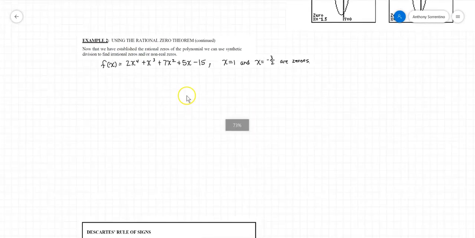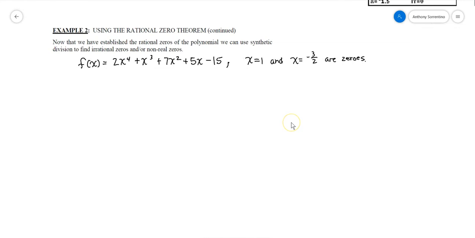So let's give myself a little bit more room, maybe zoom in a little bit. I want to break down that f of x further. So I'm going to use synthetic division to break it down because I now know that x minus 1 and x plus 3 halves are factors. And again, that comes from the factor theorem and just putting an x minus in front of these two zeros. I use the zeros though for my division because I'm going to use synthetic division.